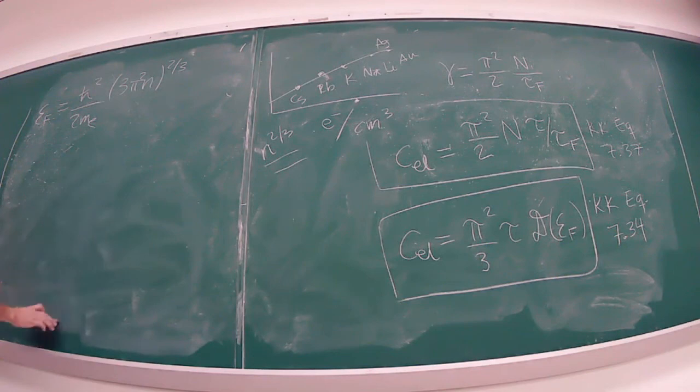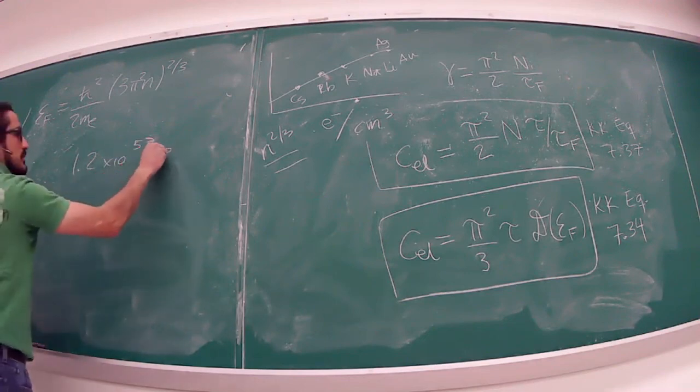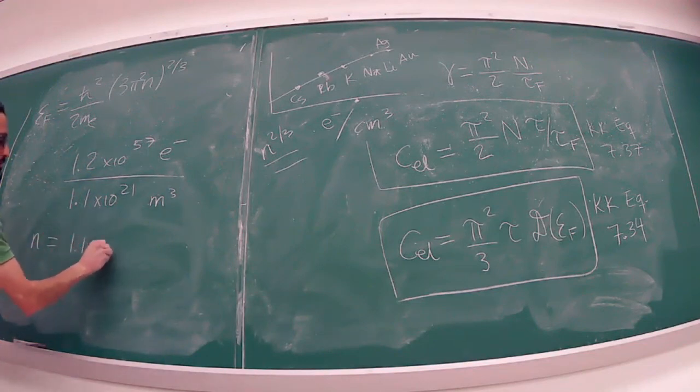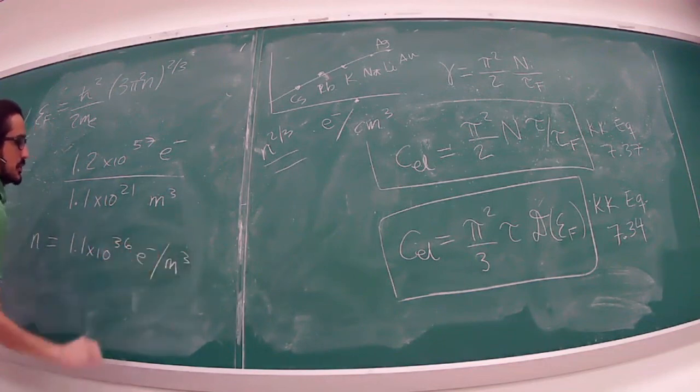So the sun has about 1.2 times 10 to the 57 protons. And so it's going to have about as many electrons. So let's call it electrons. And the radius of the Earth is 0.4 times 10 to the 6 meters. So the volume of the Earth is 1.1 times 10 to the 21 meters cubed. And so with this, you can get a density of electrons for the white dwarf. It came up to be 1.1 times 10 to the 36 electrons per meter cubed.